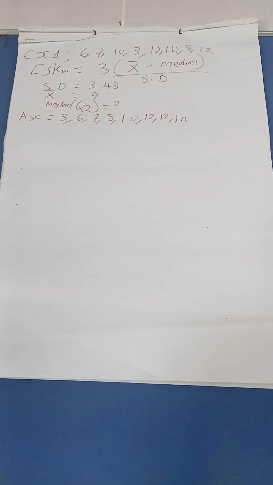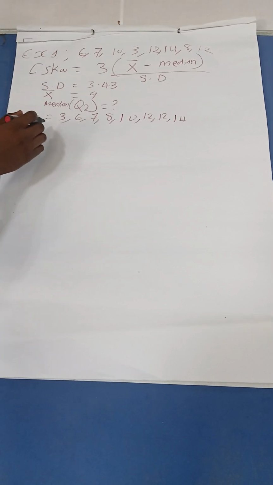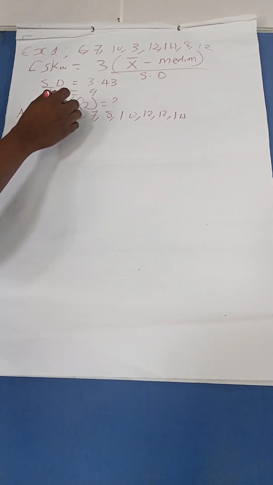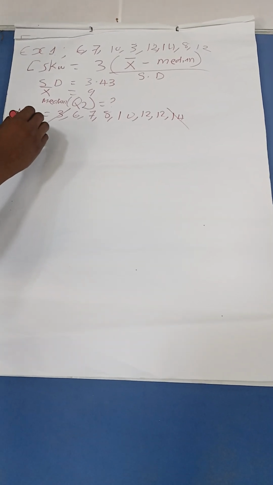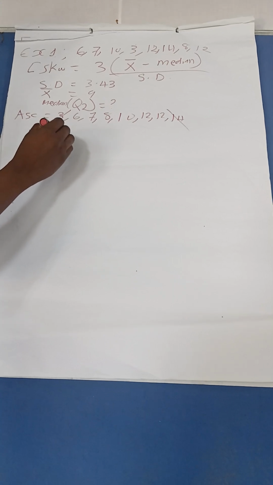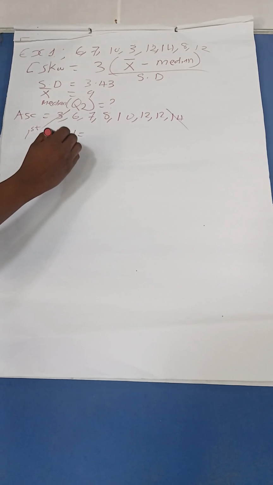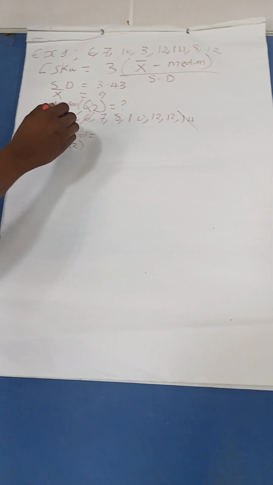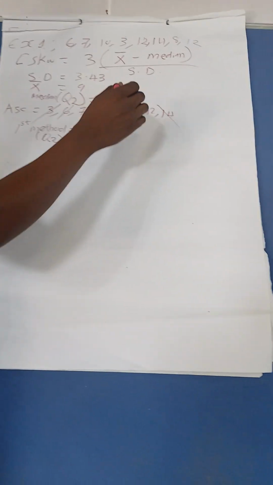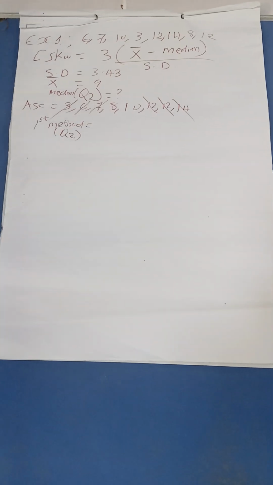Now, there are two ways you can approach this question to calculate median. One is very simple. The first value, this 3, will go with the 14. That is the first method of calculating median, Q2. The first value cancels with the last value. The second value cancels with the second last value. Then 7 will cancel with the third from the last.